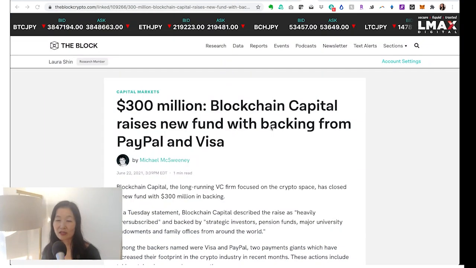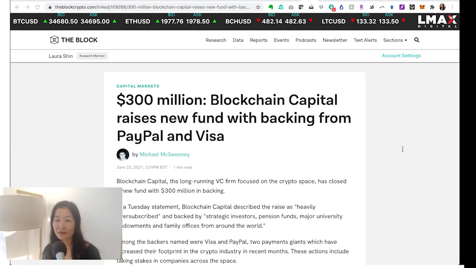Blockchain Capital announced it had closed a new fund of $300 million and an oversubscribed raise that included, quote, "strategic investors, pension funds, major university endowments, and family offices from around the world." Most notable amongst those are PayPal and Visa.